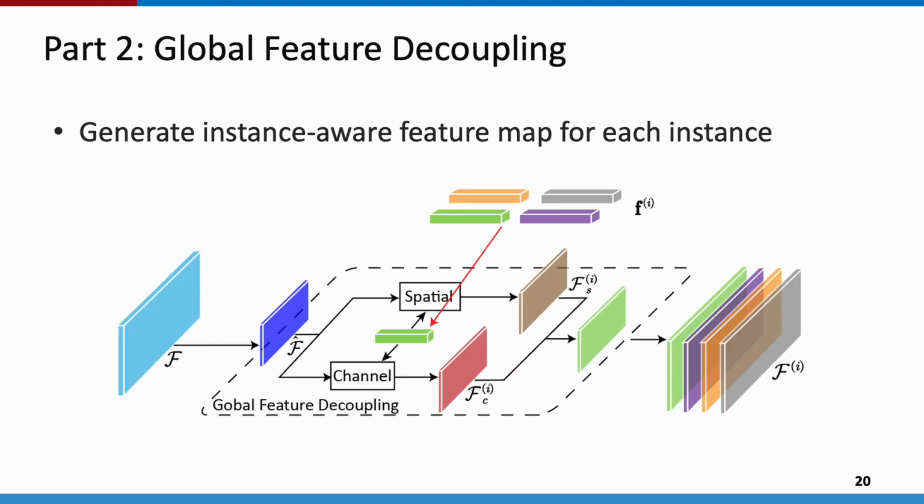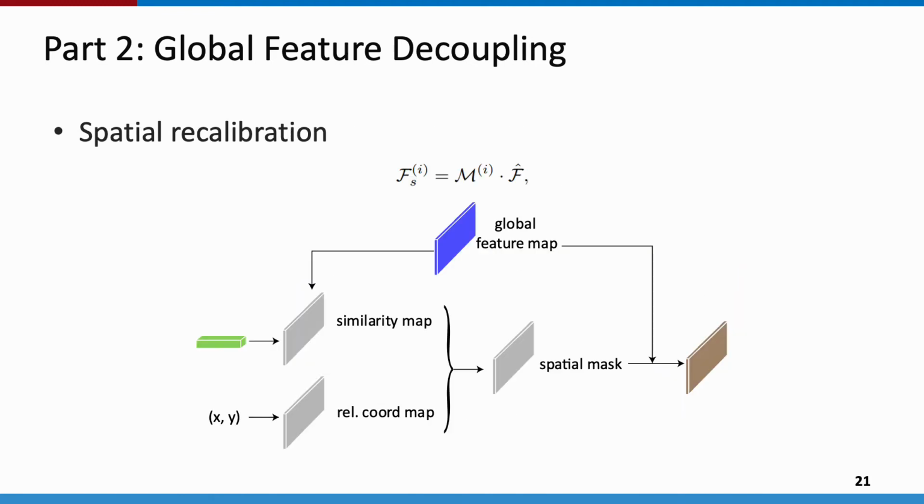GFD uses a person's feature and location information to generate instance-aware feature maps for each person, and it is achieved by modulating the feature map in spatial and channel dimensions. In the spatial dimension, we aim to get a spatial mask to downweight the regions of other persons. We call it spatial recalibration. It takes the instance relative code map and appearance similarity map as input and outputs such a spatial mask.